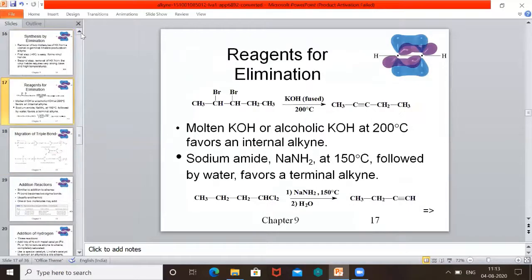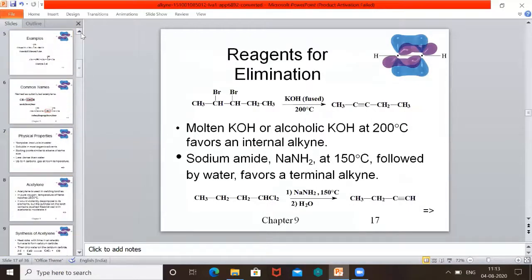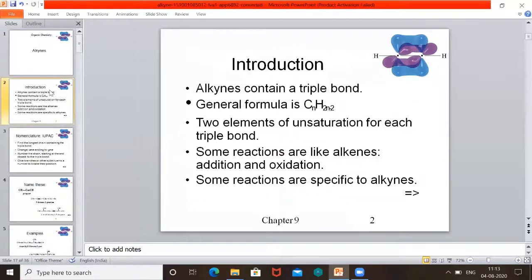That means in this class, we were seeing alkynes. Alkynes are hydrocarbons with a triple bond. They have the general formula CnH2n-2. They have two pi bonds, and they undergo addition reactions like alkenes and oxidation reactions like alkenes. So similar reactions are obtained. In the next class, we will see the properties of this compound. This is the end of our class now. Thank you.